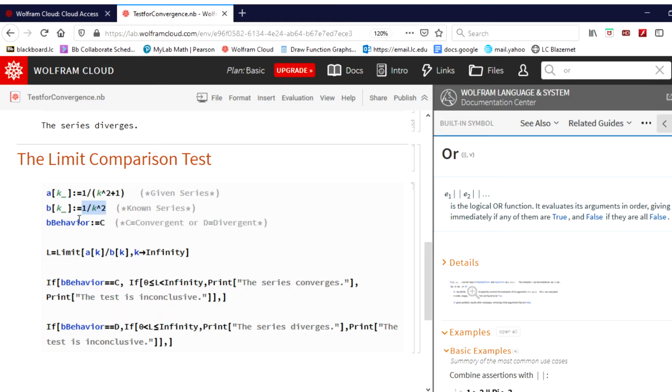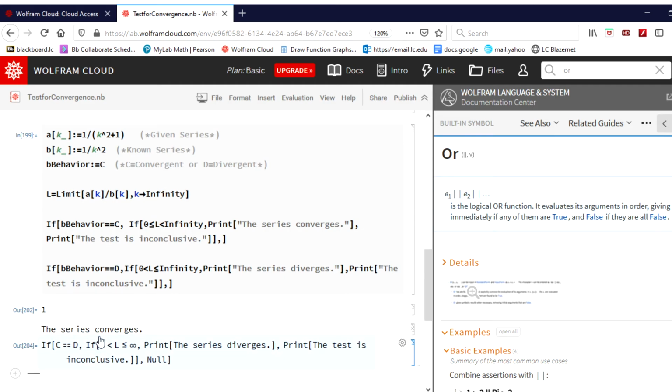Right? 1 over k squared and 1 over k squared plus 1. 1 over k squared plus 1 is divergent. Or sorry, convergent. Because when compared to this, it is very similar to this, and this is also convergent behavior. And if we run the test, we do see the series converges. Now we do get some of these other results. The only reason it's spitting out this result is because it's trying to compare C to D, and it's having some issue with that in its interpretation.